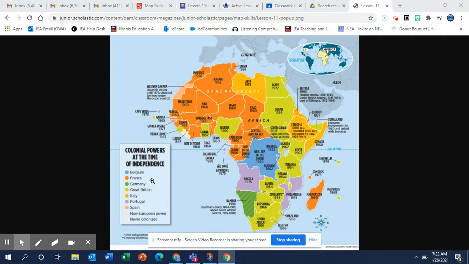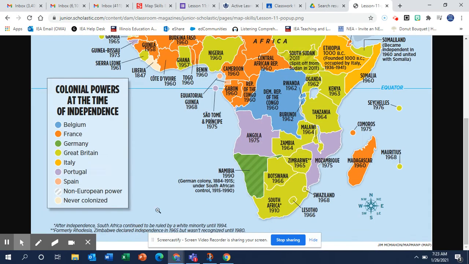the map key, you'll see several different European countries listed, like Belgium, France, Germany, Great Britain, Italy, Portugal, and Spain, and how those color codes are linked up with different parts of Africa during their era of colonial rule. Now, since then, these countries have declared independence. We do see some information down here.